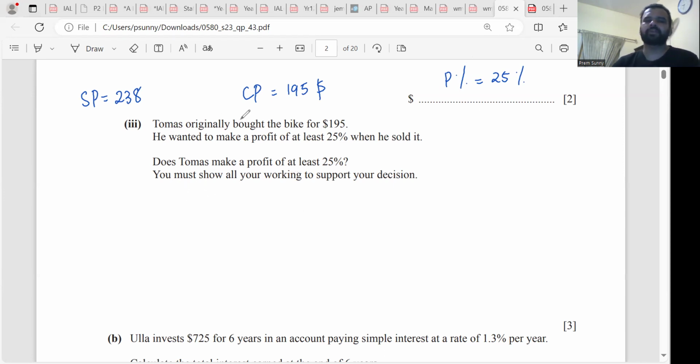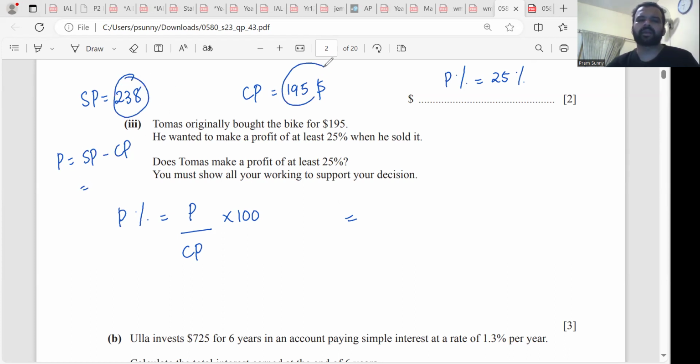So basically, we need to find out Thomas's profit percentage. For that, we have a formula. Profit percentage is profit divided by CP, times 100. So here, profit is basically selling price minus cost price. That is his profit. So here I got the selling price as 238 and the cost price as 195. So 238 minus 195, I'll get it as 43. So 43 is the profit.